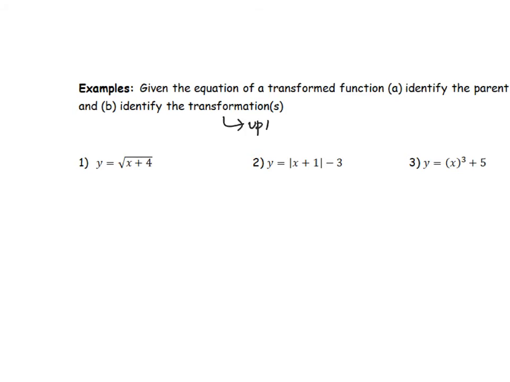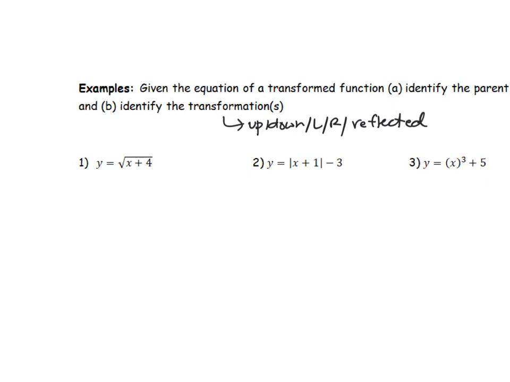And when I say identify the transformation, that means that I want you to tell me whether these functions are shifted up, down, left, right, or whether they are reflected. And if they're shifted up, down, left, or right, we will also specify how many units they are shifted.